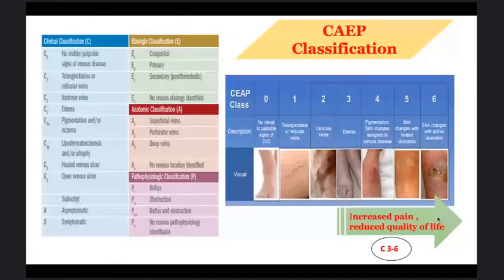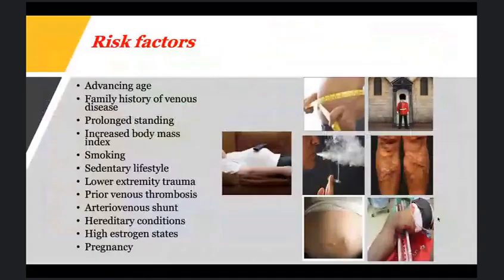Now, what are the risk factors? Advancing age, family history of venous disease, especially DVT, long standing and sitting, increased body mass index, obesity, smoking, sedentary lifestyle, immobility, lower extremity trauma, prior venous thrombosis or surgery, hereditary condition, high estrogen state, and pregnancy. These are risk factors.